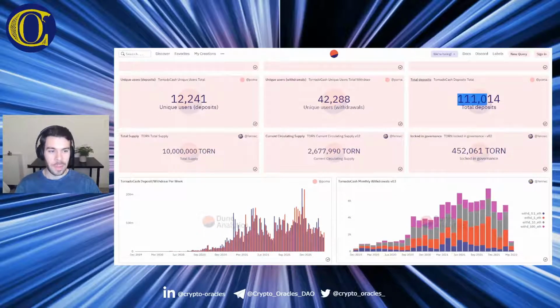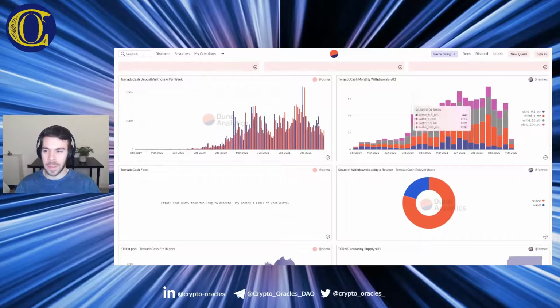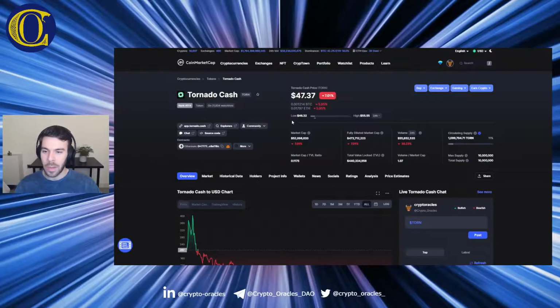Total deposits, 11,000 deposits, and if we take a look at withdrawals per week and monthly withdrawals, we definitely see an increase since the protocol was born and they started adding more and more chains. I'm going to take a look at the technical analysis in a minute as well. So, of course, let's take a look at CoinMarketCap.